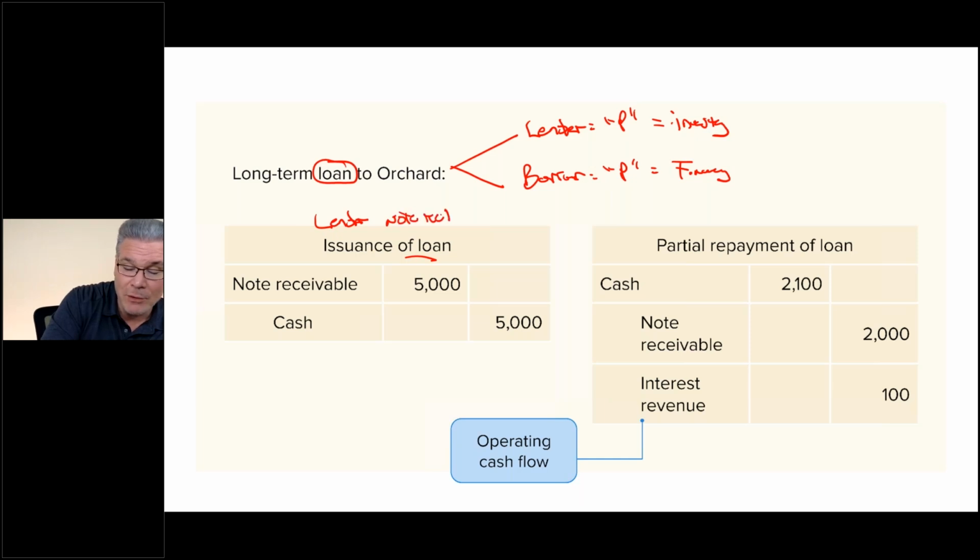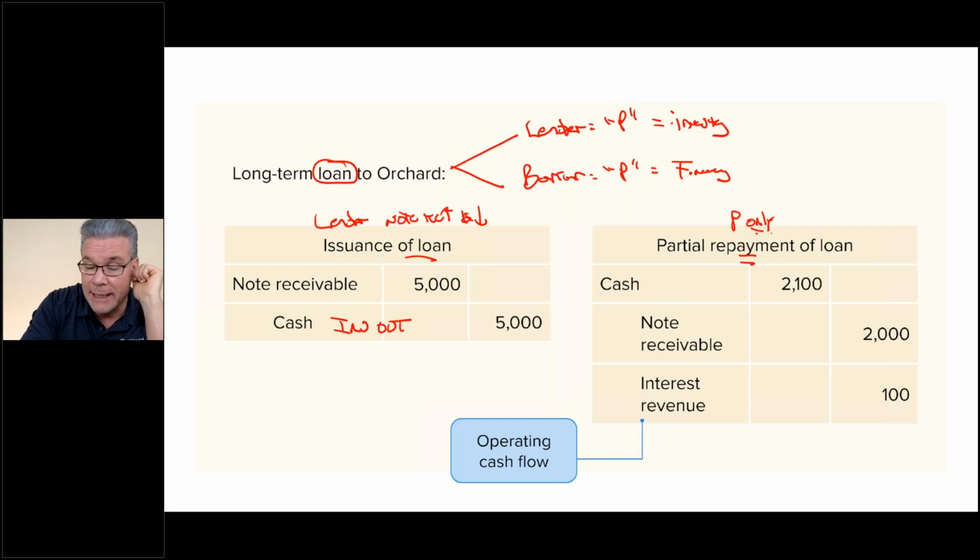Note receivable goes up. Cash went in what direction? Down. Investing outflow. Partial repayment, the principal only. The note receivable goes down. As I say down and I write an up arrow, the note receivable goes down, cash goes up. Now be careful, folks, the cash, we got to segregate between principal and interest.